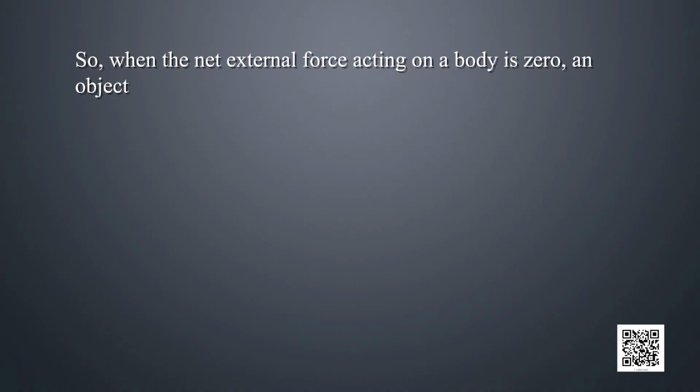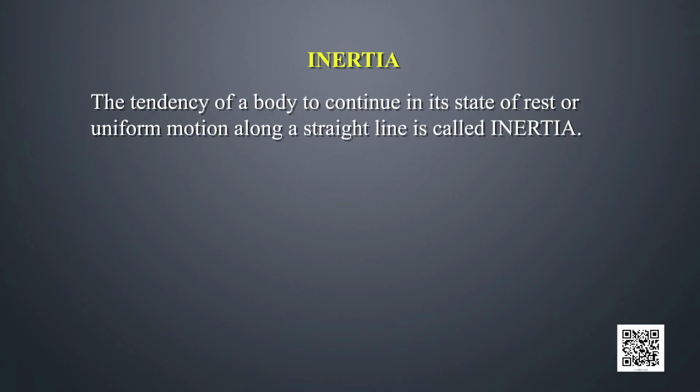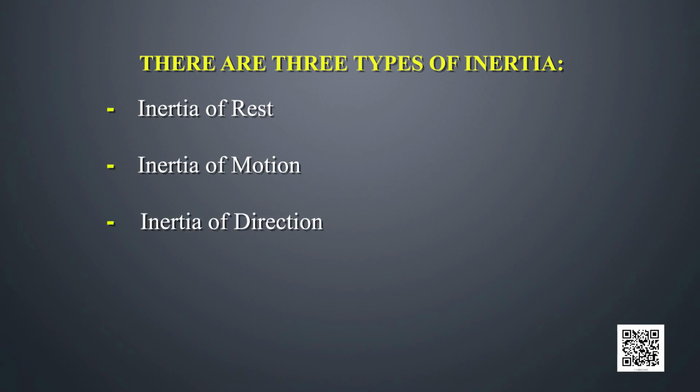So, we can conclude from this activity that objects at rest will continue to be at rest and the objects in motion continue to be in uniform motion unless we apply some external force. The tendency of a body to continue in its state of rest or uniform motion along a straight path is called inertia. There are three types of inertia: the inertia of rest, the inertia of motion and the inertia of direction. Let us take illustrative examples of each type of inertia.